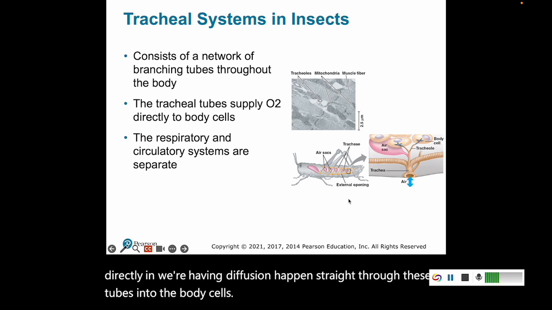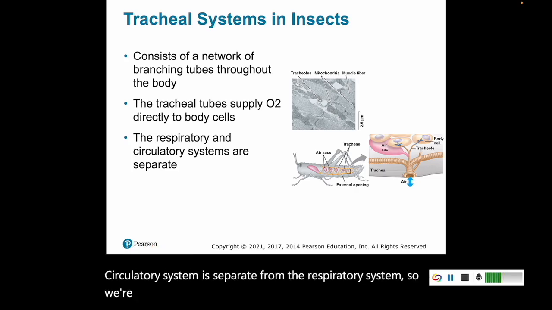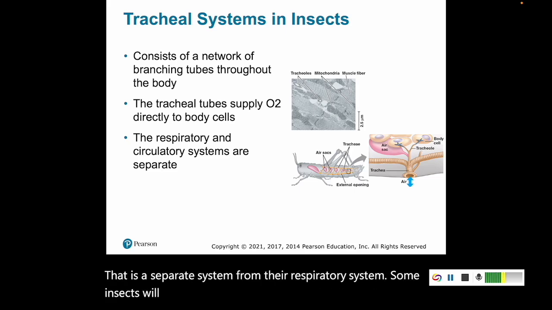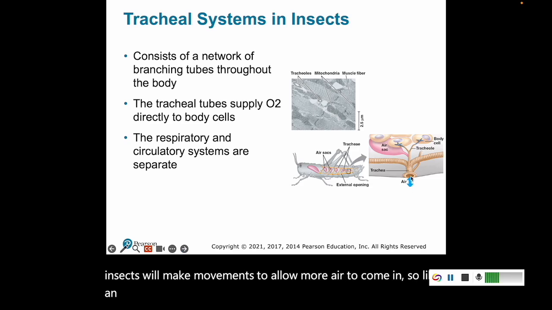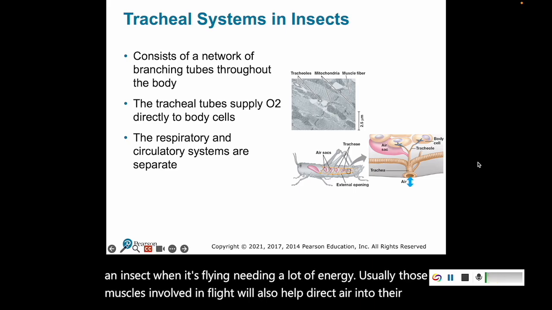The circulatory system is separate from the respiratory system. So we're not taking oxygen to a circulatory system. That is a separate system from their respiratory system. Some insects will make movements to allow more air to come in. So like an insect, when it's flying, needing a lot of energy, usually those muscles involved in flight will also help direct air into their trachea.